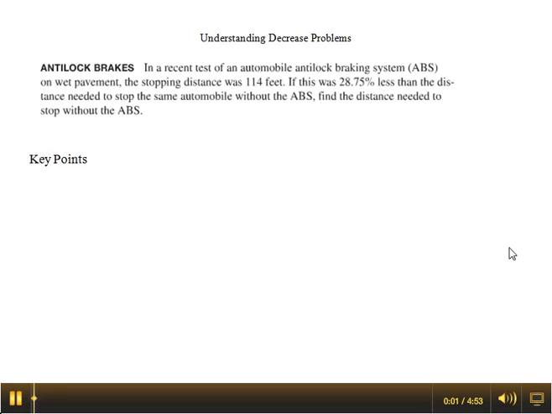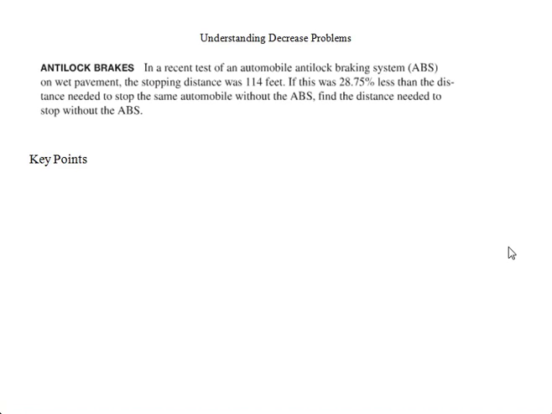In this lesson, we're going to learn about decrease problems by looking at an example. The problem reads, in a recent test of an automobile anti-lock braking system, or ABS, on wet pavement, the stopping distance was 114 feet. If this was 28.75% less than the distance needed to stop the same automobile without the ABS, find the distance needed to stop without the ABS.